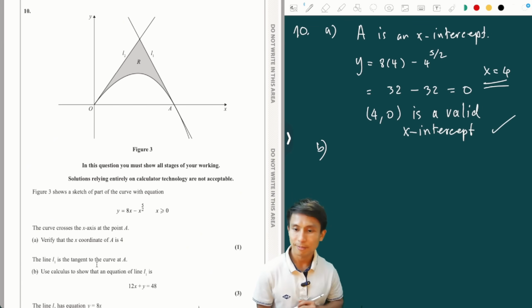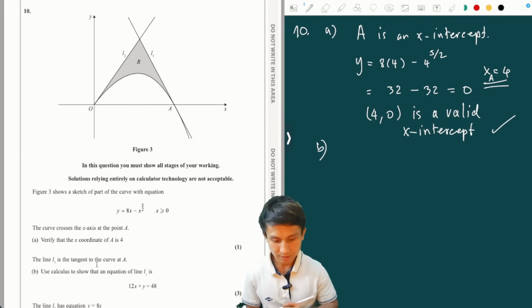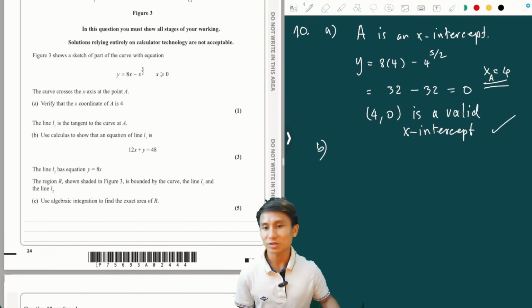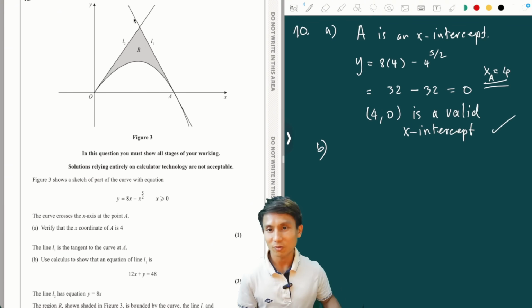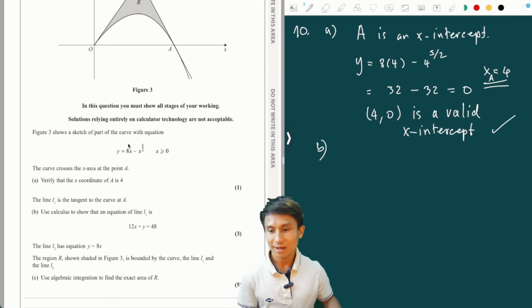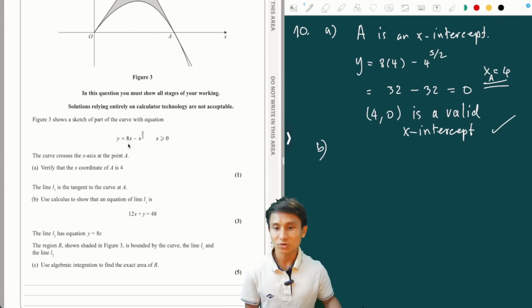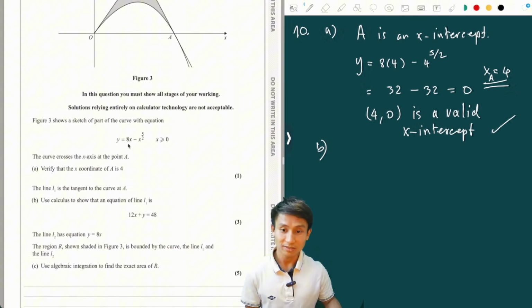All right, x of A. Okay, B, the line L1 is tangent to the curve at A. Yeah, L1 here at A. All right, and then use calculus to show that the equation of this line L1 is that.